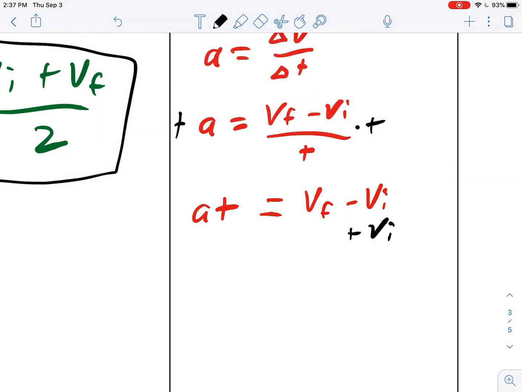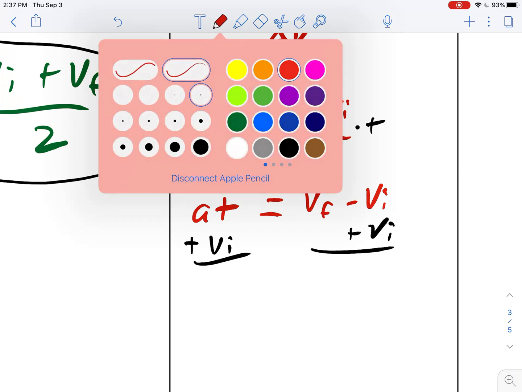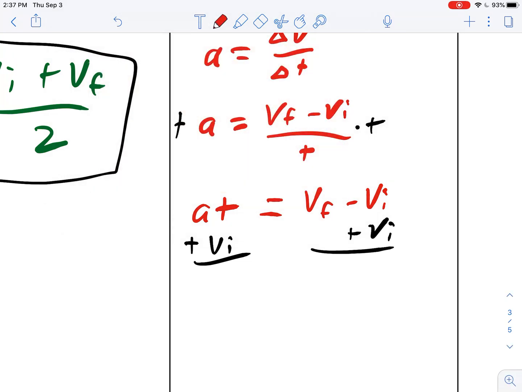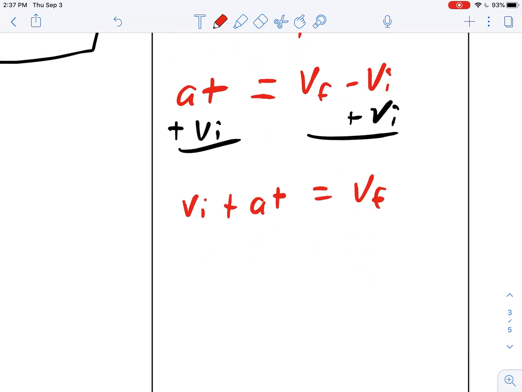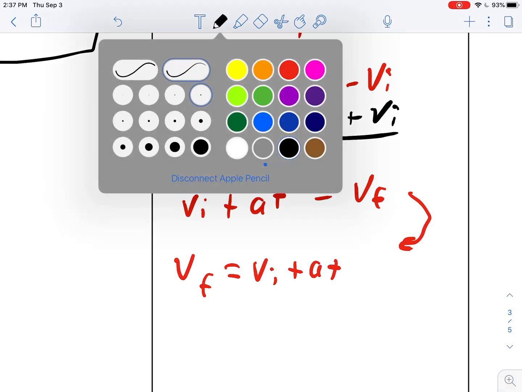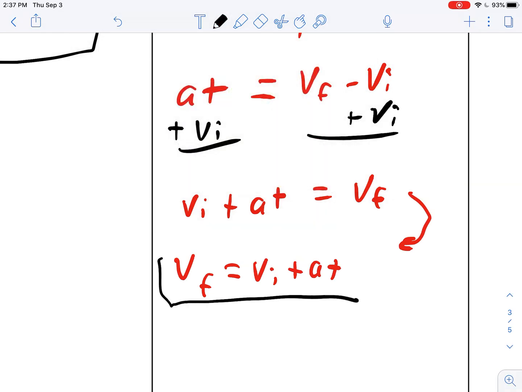So this is the derivation. We're doing a mathematical derivation, and what I do to one side, I must do to the other. And so what I wind up with is initial velocity plus acceleration times time is equal to final velocity. Traditionally when we write this, we just flip it around, so we typically write it like v final is equal to v initial plus acceleration times time. This right here is the full formula for what we call instantaneous velocity. This is a big one, a real big one.